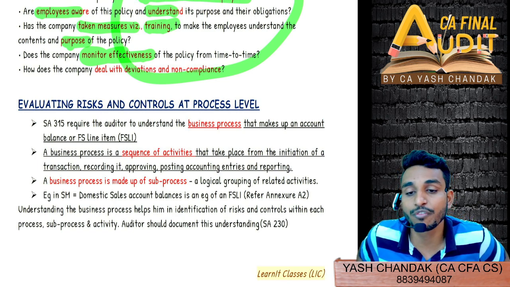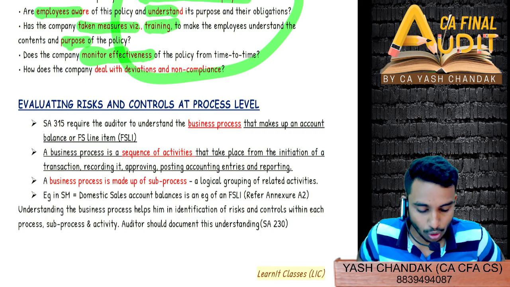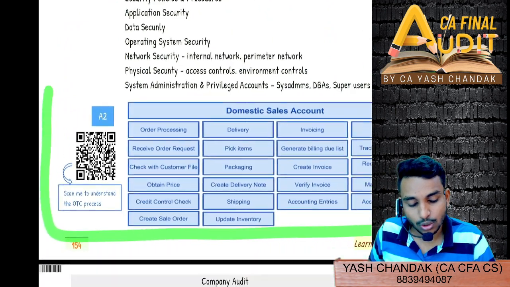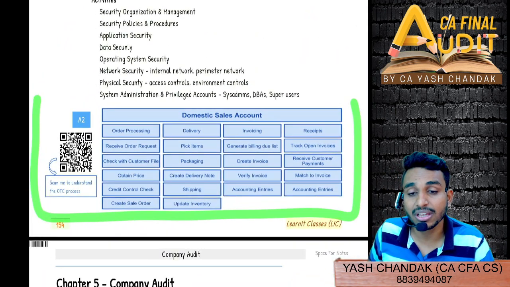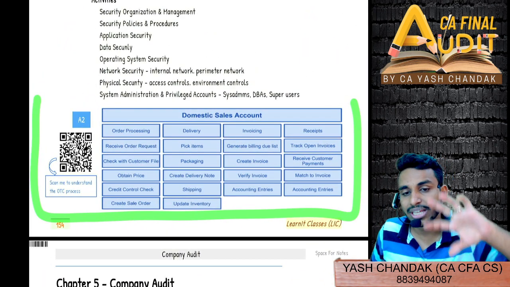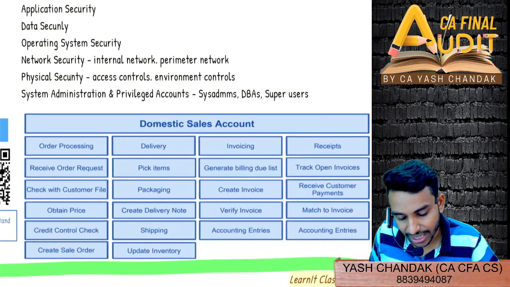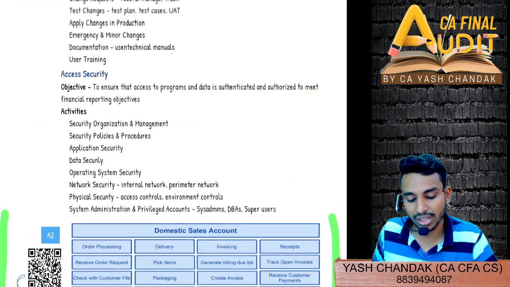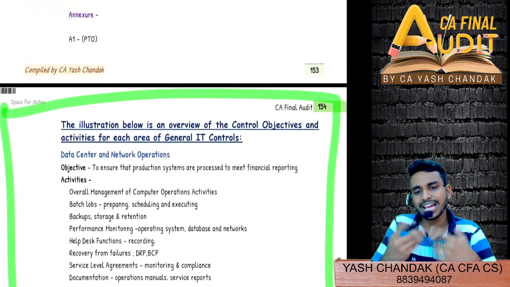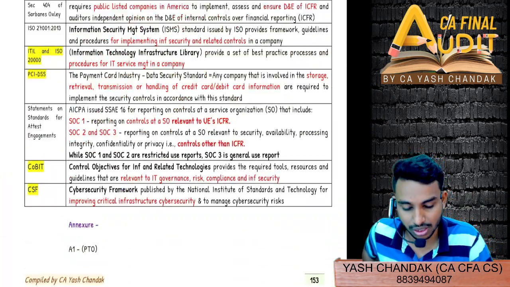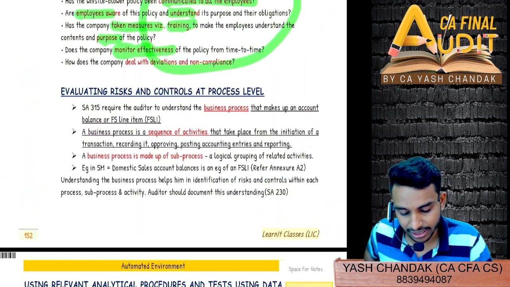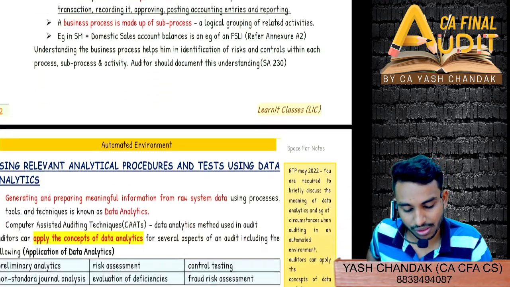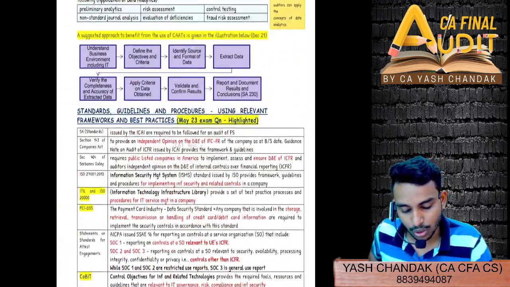And they have given the example of OTC, the order to cash process. You can search on Google or YouTube, order to cash domestic order to cash process Yash Chandak, and you'll get a 1 minute video. I've tried to summarize this order to cash process. What exactly is the process? OTC. I've told you P2P, right? On similar lines, OTC is another process in any entity. So that is what the risk and controls at the process level are. Let's come to the last page now.